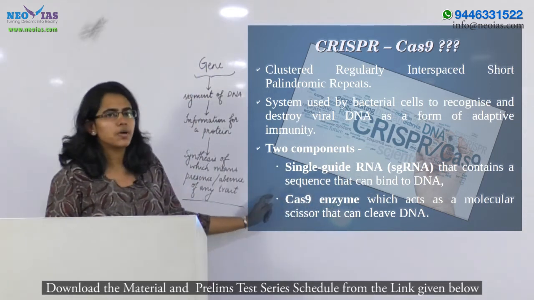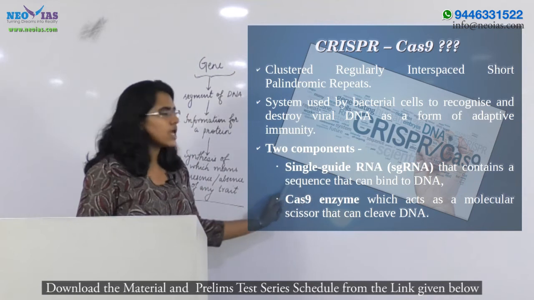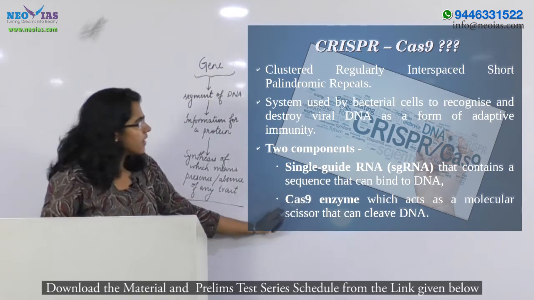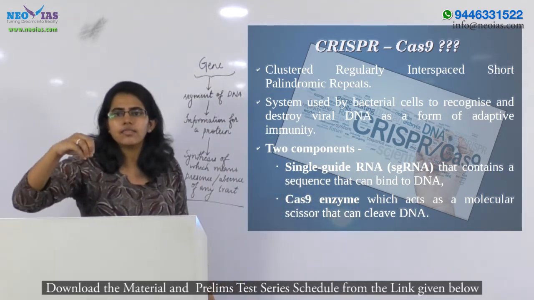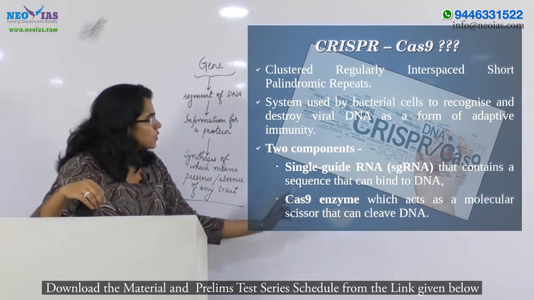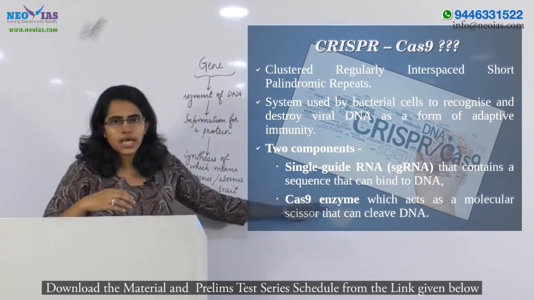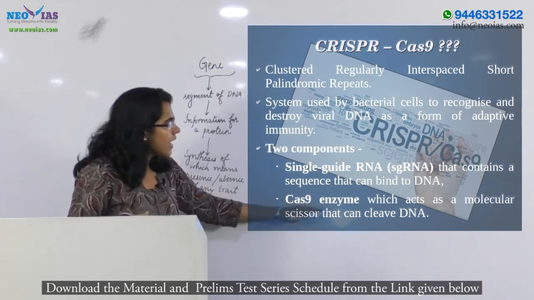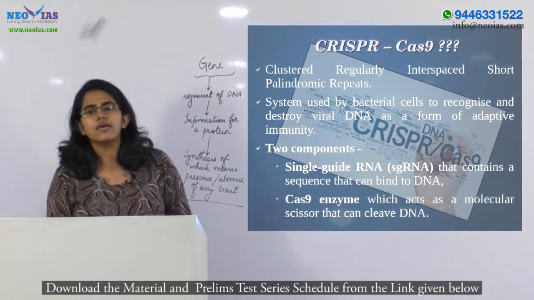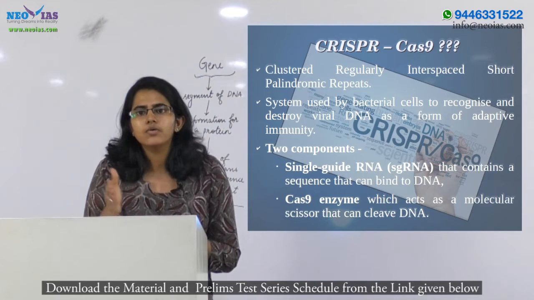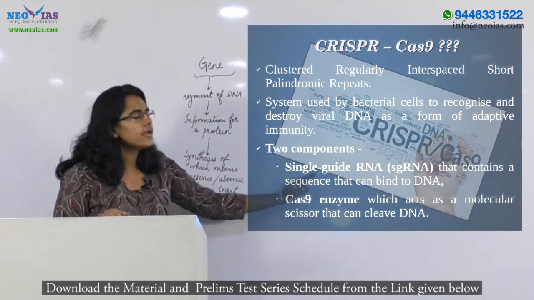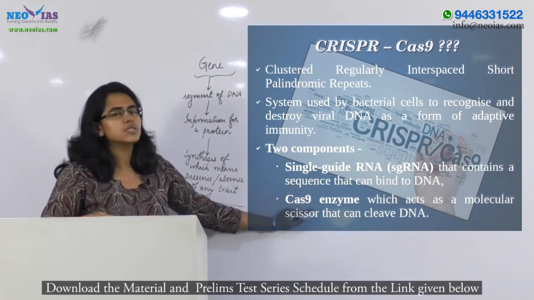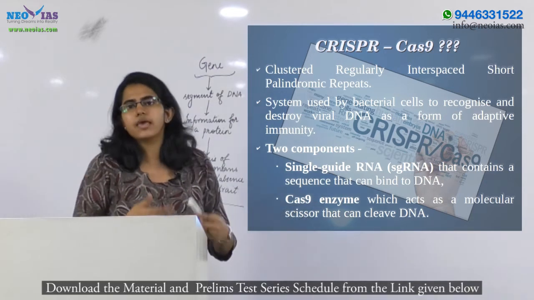The specialty of this RNA is that it contains a sequence that matches the part of the DNA that is to be edited. Or else you can say that the single guide RNA helps in targeting the area which is to be edited in the DNA. Once it targets, when it reaches a particular target, the Cas9 enzyme gets activated and acts as molecular scissors that can cleave or edit that particular DNA. This is how the system works. The single guide RNA guides and helps in bringing Cas9 to the target area, and the Cas9 enzyme is the one that cuts the DNA and makes the changes.